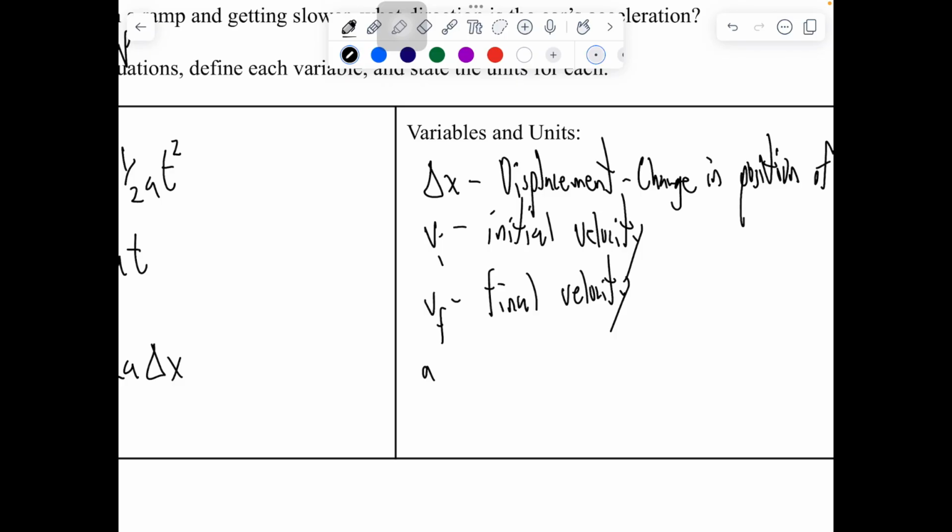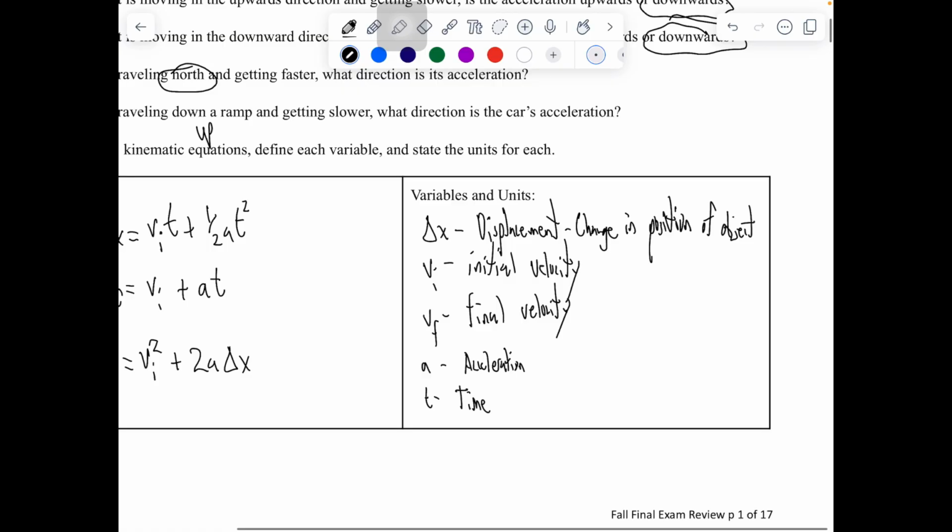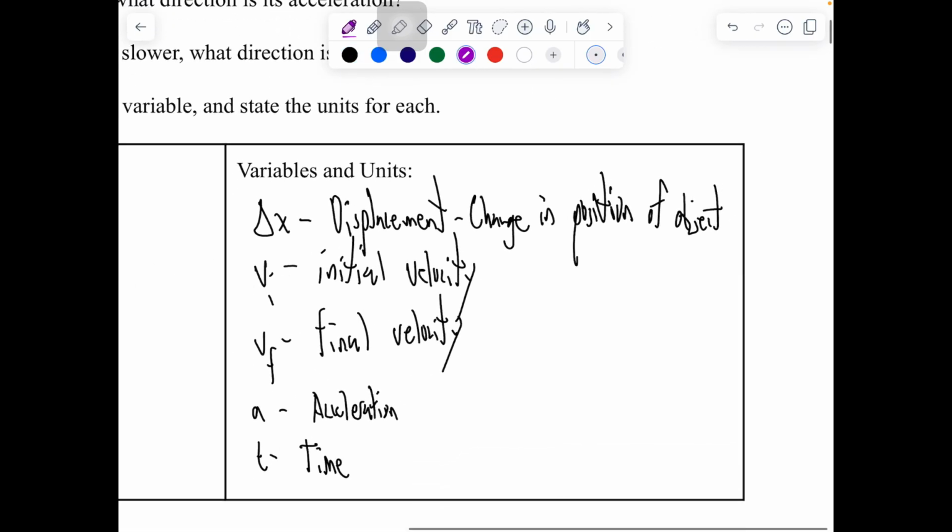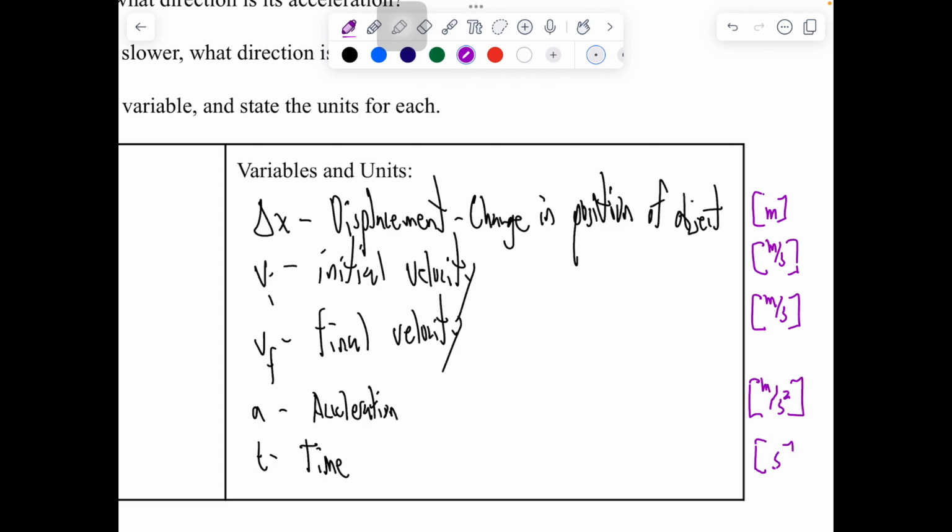A is your acceleration. And T is time. Now, of course, we can add units to each of these, because it does say state units for each. We'll do that in purple. No better color for our units. Displacement is in meters. Initial velocity, meters per second. Final velocity, meters per second as well. Acceleration, meters per second squared. And T is in seconds.